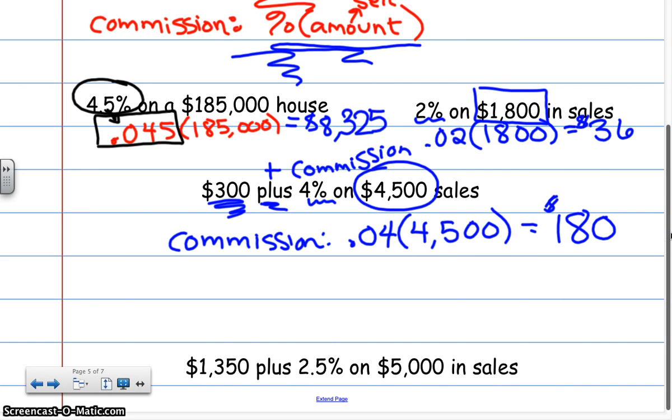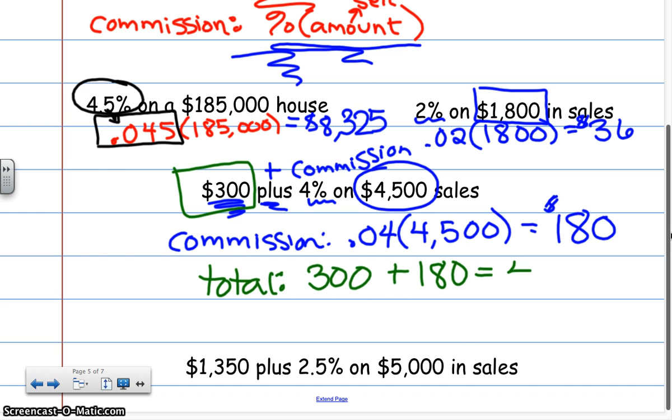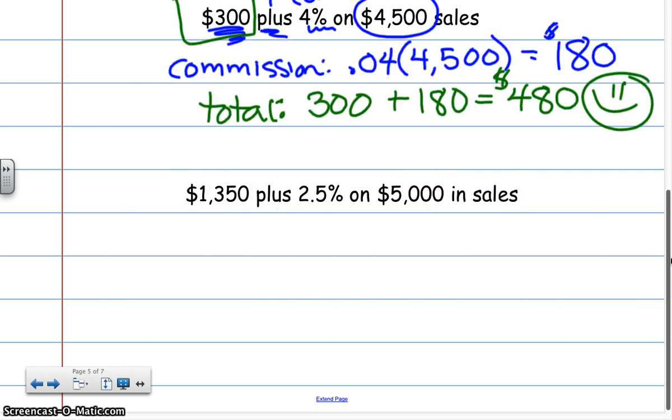Now, I also get paid, that's not all I get. I also get this $300 no matter what I sell. So my total pay is going to be my $300 plus my commission, plus my $180, and I made $480, and I am feeling pretty happy about that. Let's do another base pay example. Let's say you make $1,350 no matter what, plus you earn 2.5% commission on $5,000 worth of sales.